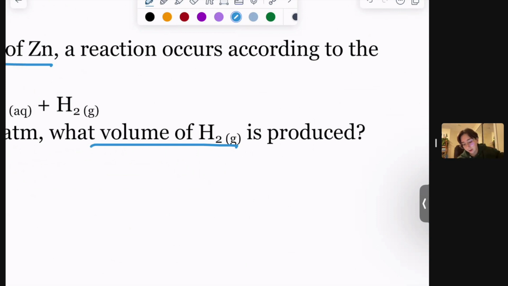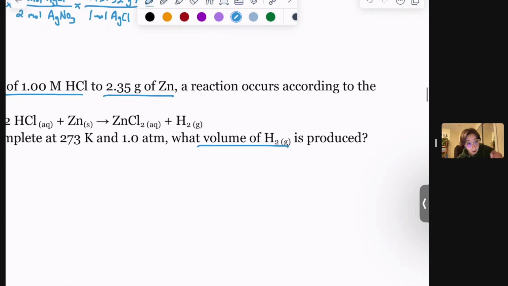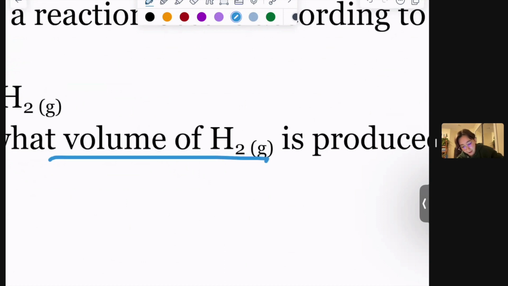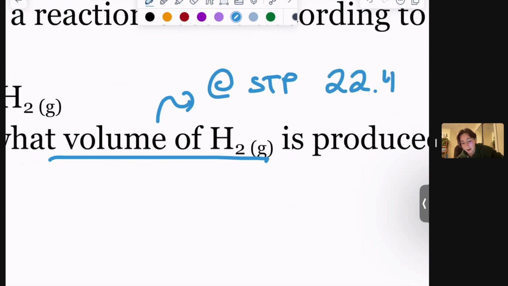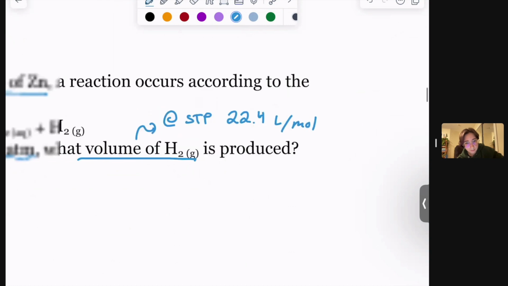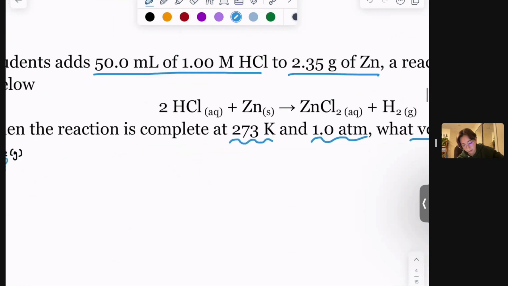Or a trick I briefly mentioned in class, it's on your equation sheet too if you forget. This temperature and this pressure, special name for it, it's called STP, standard temperature and pressure. And at STP, as it says on your equation sheet, any ideal gas will have a volume of 22.4 liters per mole of gas. So we're going to use that in our calculations.